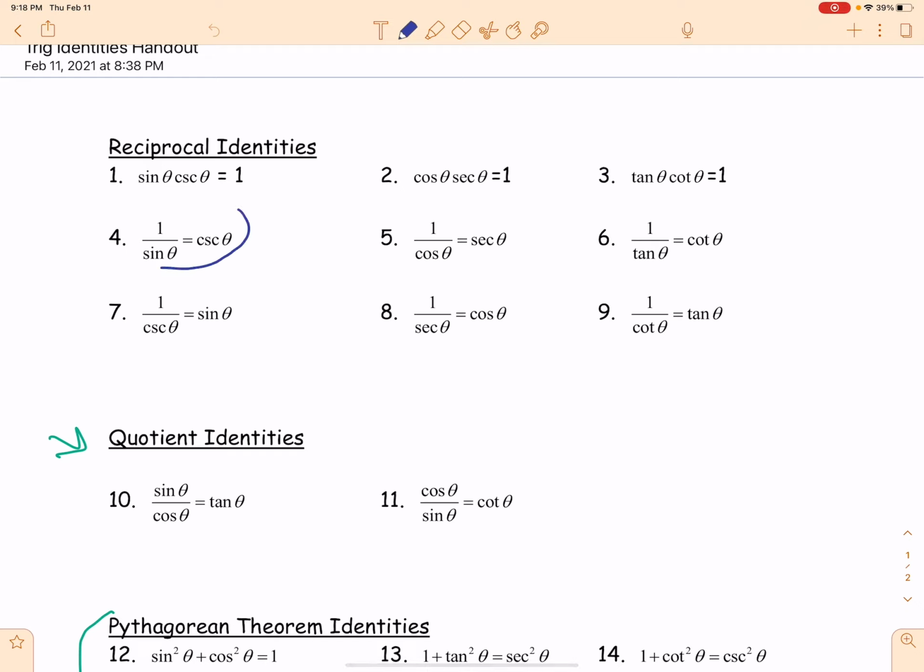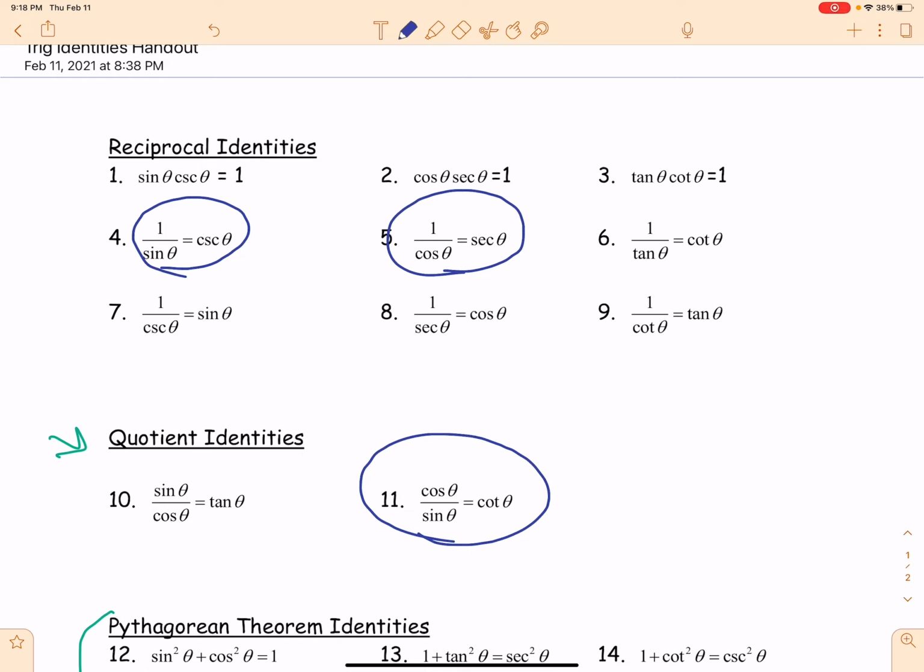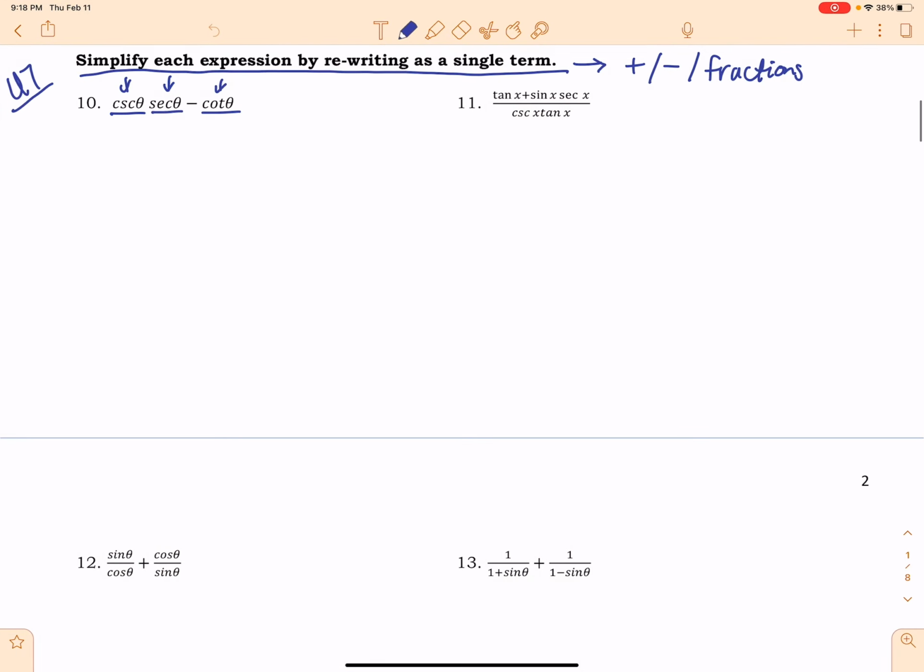So cosecant can be written as 1 over sine theta, secant can be written as 1 over cosine theta, and cotangent can be written as cosine over sine. We wouldn't want to use this value for cotangent because 1 over tangent doesn't get us anywhere helpful. So I am going to rewrite these things using the reciprocal identities. And so I get this right here.